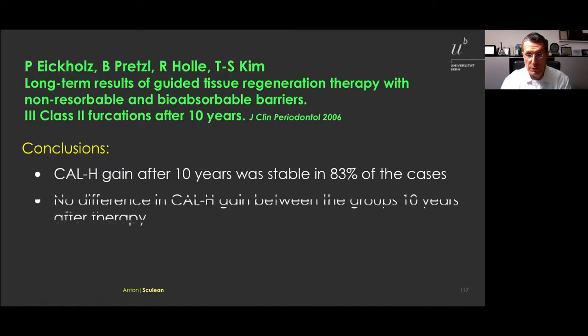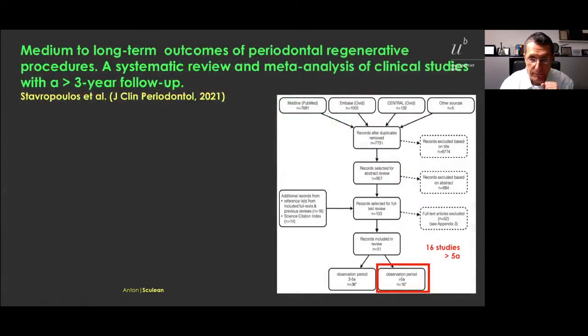You see 83% of the cases. And it doesn't matter what kind of membrane you use, non-resorbable or bioresorbable. The most important is that you don't have postoperative complications and that the patient is well maintained over time.